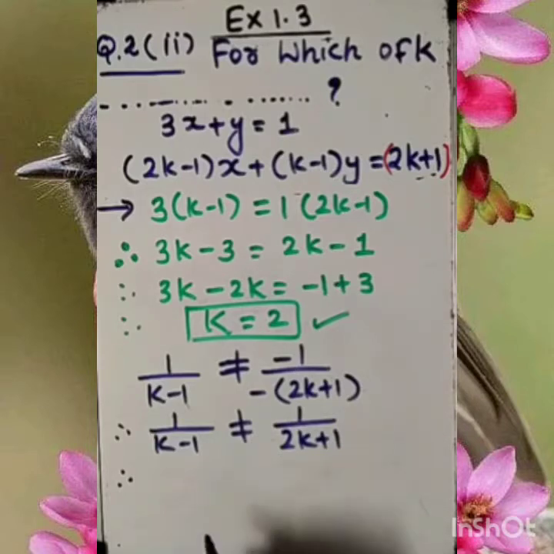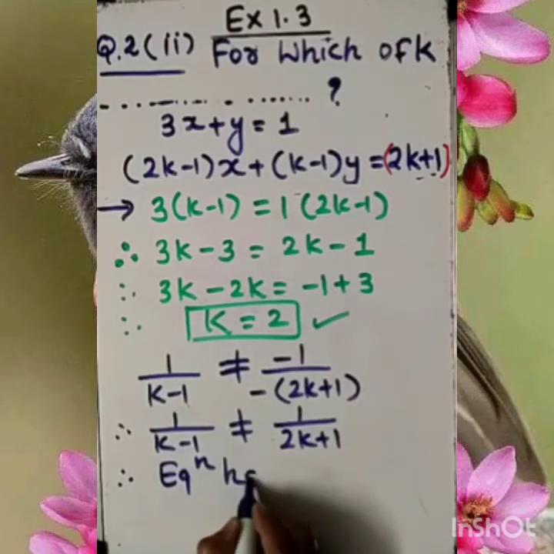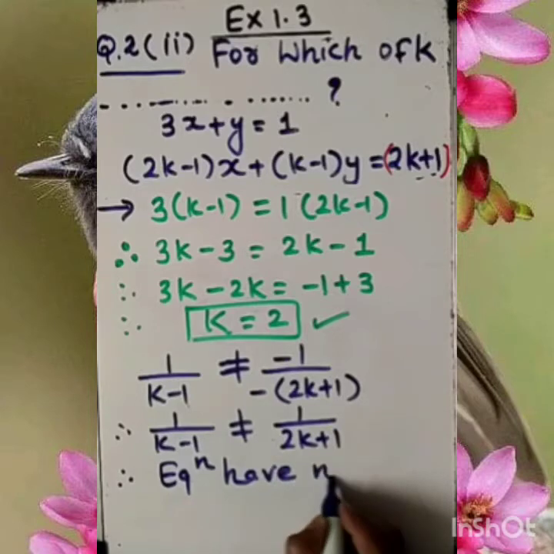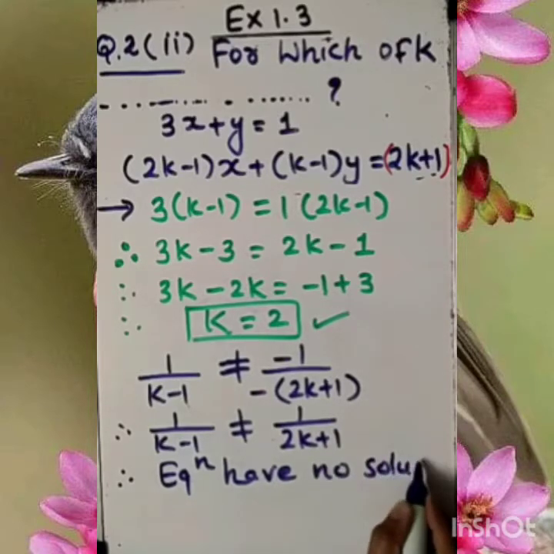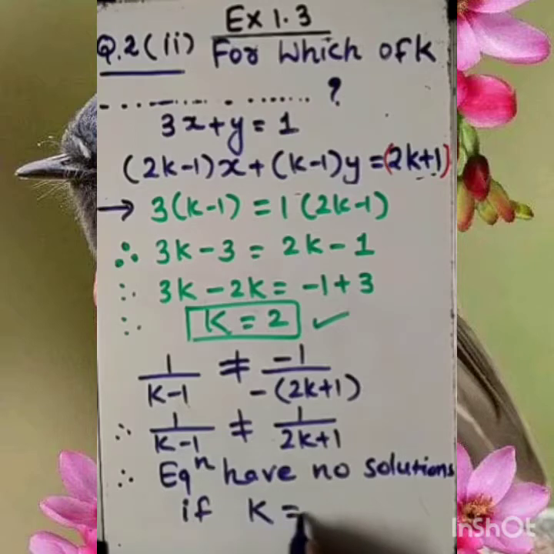So we need to write here: equations have no solution. Equations have no solution if the condition is k equal to 2. This is our required result.